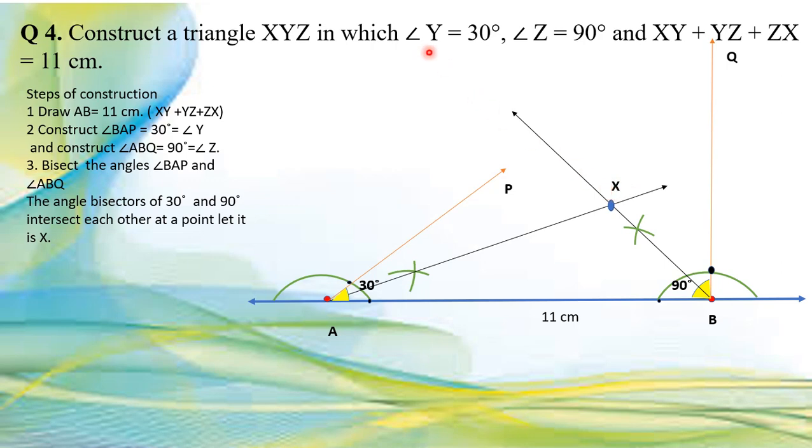Now we have to get the other two vertices Y and Z. For this we have to draw the perpendicular bisector of AX as well as BX. So open the compass more than half of the line segment AX, and from point A and point X as centers cut two arcs from the downside and upside of this line segment AX. So we get the perpendicular bisector of line AX.